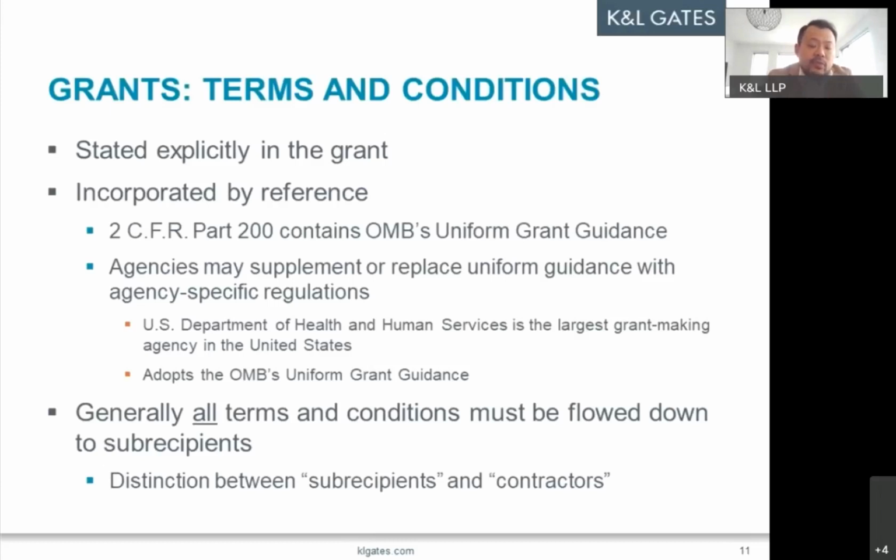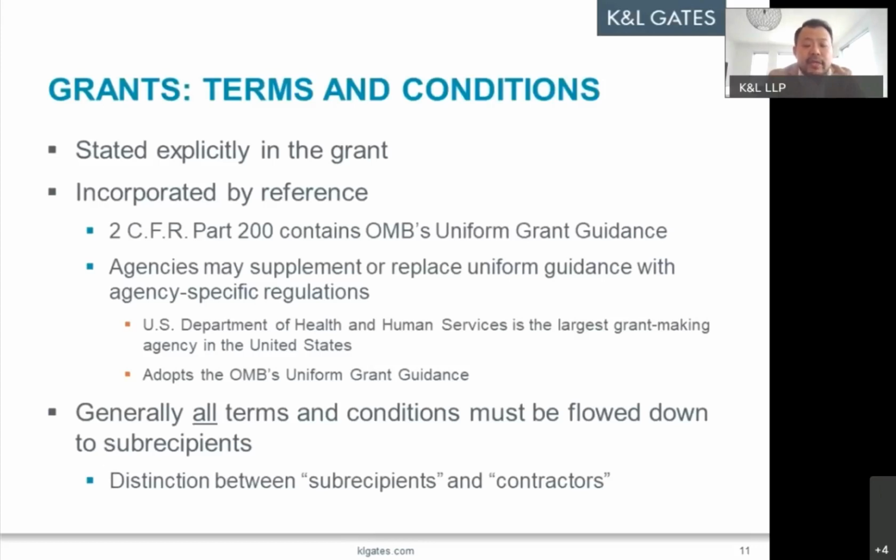And so one important distinction that we see quite a bit is the distinction between a subrecipient and a contractor. This is a very important distinction because if you are a subrecipient, you're going to be subject to a lot more compliance requirements. You're going to see a lot more flow downs. You're going to be subject to audit provisions, cost sharing provisions, and certain profit restrictions. Whereas if you're a contractor, generally you're going to have far fewer flow down requirements and compliance.